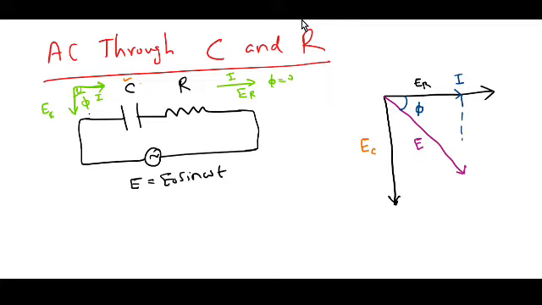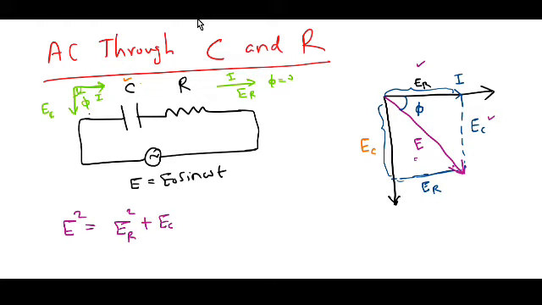Then this distance is nothing but this EC, and this is the ER. Using the geometrical method, we can write the net voltage in the circuit, that is the hypotenuse square, E square, equal to the adjacent side square, that is ER square, plus the opposite side square, EC square. So E square is ER square plus EC square.